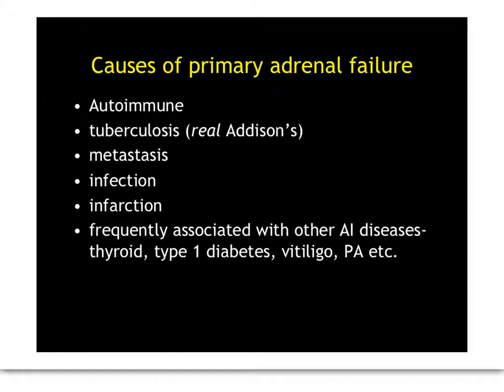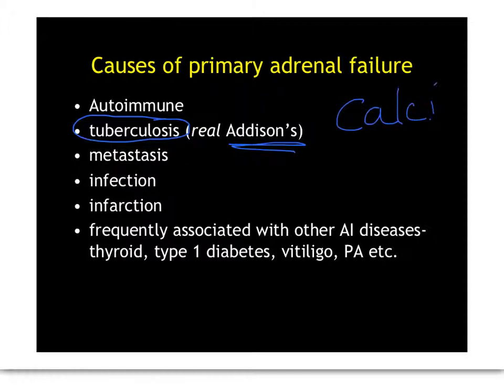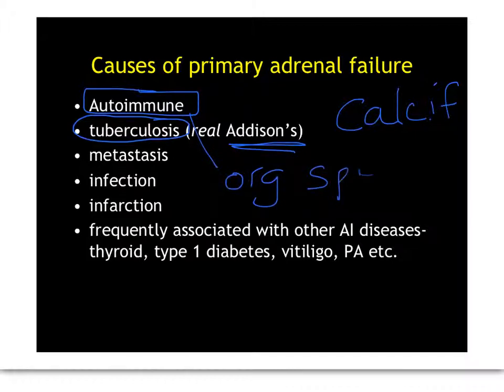Well, Thomas Addison was the first to describe this condition, and in his day, the commonest reason to have adrenal glands that didn't work was infective destruction from tuberculosis, which could also be accompanied by calcification of the adrenal glands. But by far and away, the commonest reason we see today is one of a variety of organ-specific autoimmune diseases.